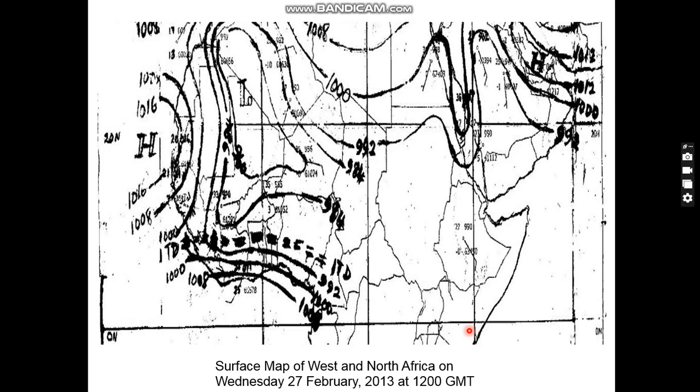This lecture will be brought to an end, but before then, the next lecture we now handle the map at upper level. That is, we take the 925 hectopascal level. This time around we'll be analyzing contours.